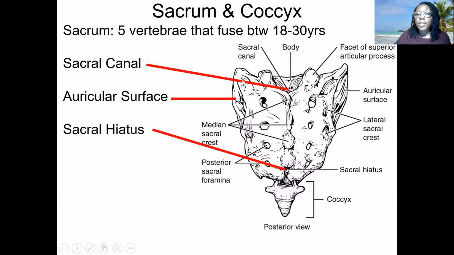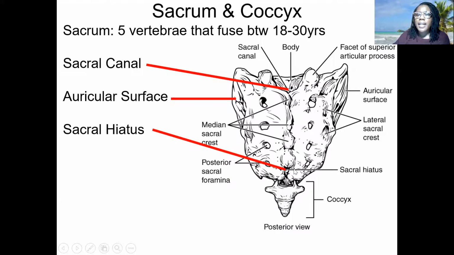We've also got the auricular surfaces, so the lateral surfaces where the sacrum articulates with the hip bone. So remember, the sacrum is a central structure in the hip, between the hip bones. And so it has to articulate on either side with both halves of the hip bones. Now the hip bones are actually a part of the appendicular skeleton, so we'll talk about them in one of the later units, but within the middle of the hip bones, we have articulation with the sacrum.